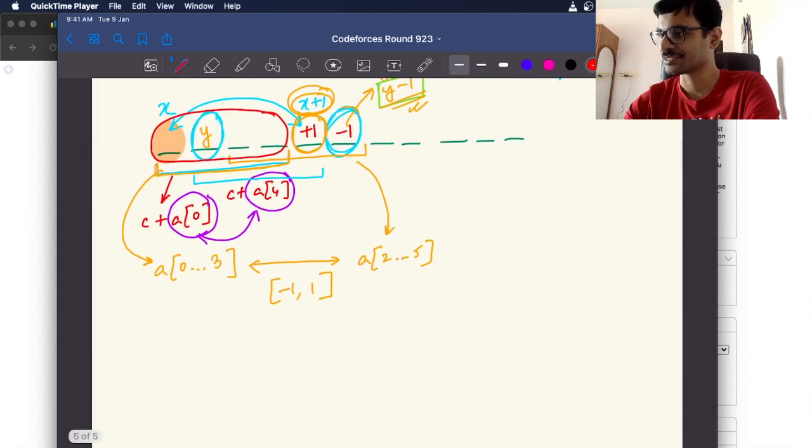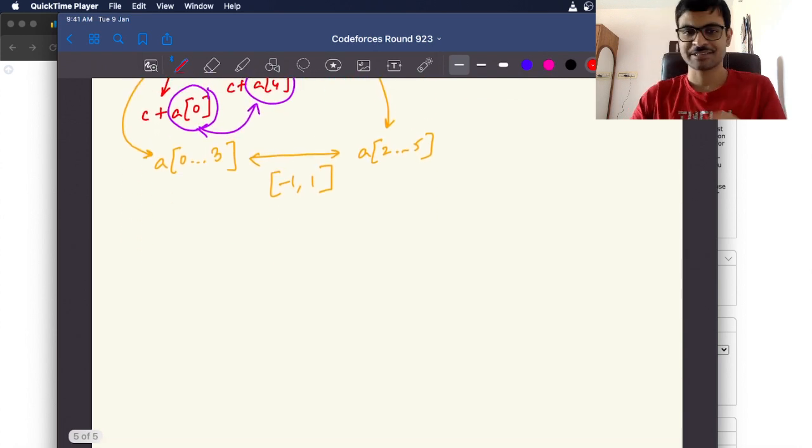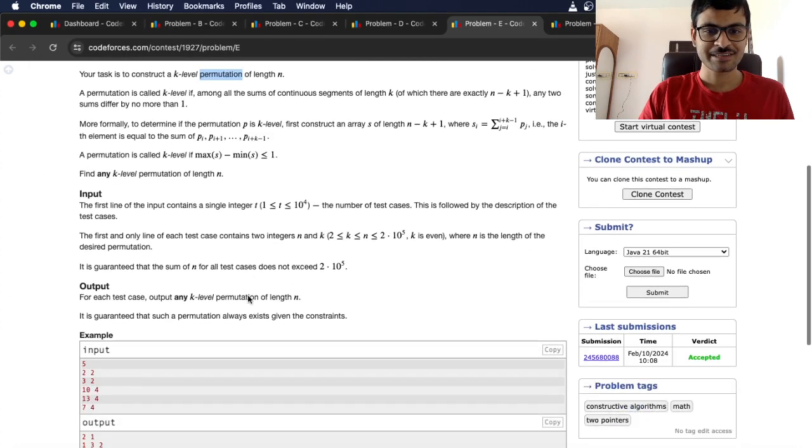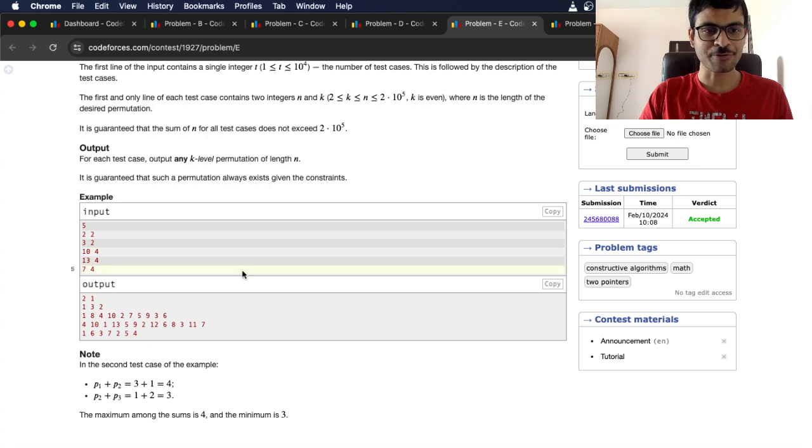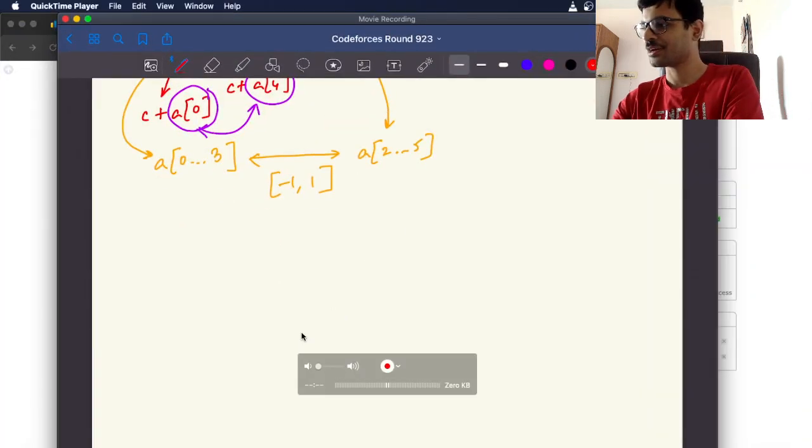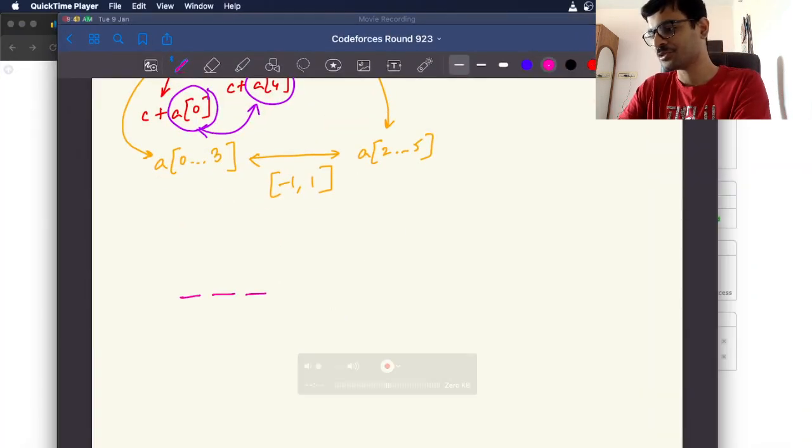So which means if I take one example, let's say 10 4. Let's see how we can form 10 4. 1 2 3 4 5 6 7 8 9 10.